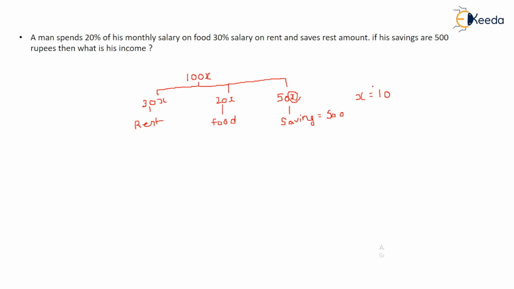So what is asked in the question? What is the income of that person? So in the 100x, you have to put the value of x. You will get the total income because this was the total income, right? And from this, 30x he spent on rent, 20x on food, and 50x on saving. So 100 into 10, that comes out to be 1000 rupees. So 1000 rupees is the salary of that person. Thank you.